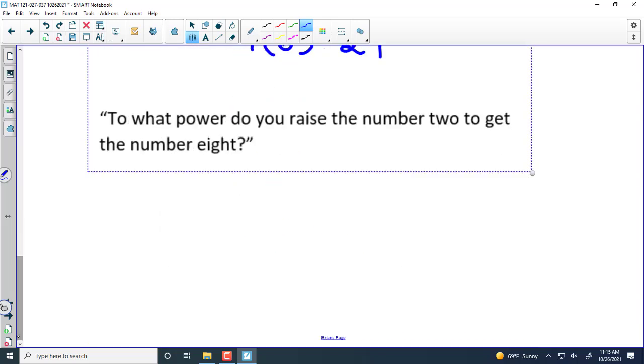So, when someone says, what power do you raise the number 2 to get the number 8, they are actually asking this. What power would you put on 2 to get 8? And we can answer that. What is the answer to that? 3. But I can't think of a single college math course that uses the notation of fill in the fun little box. So we're going to need something else, and it's going to look like this.